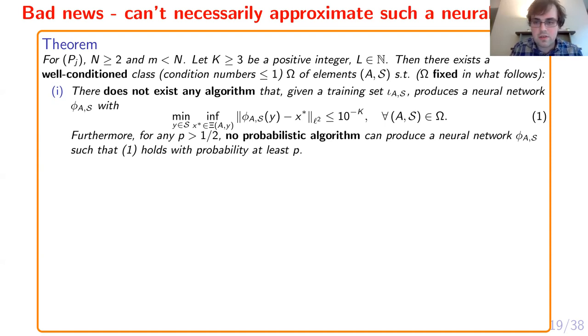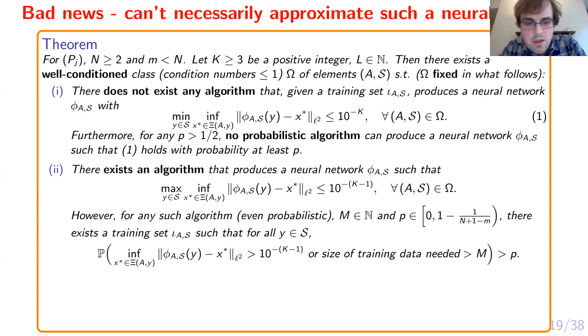There doesn't exist an algorithm that trains your neural network. However, if you're slightly less greedy and only require k minus one digits of accuracy, there does exist an algorithm. So the maximum error is bounded by 10^-(k-1). However, although such an algorithm can train your neural network, it's prohibitively expensive to do so. More precisely, if you pick any positive integer m, and any probability p within this interval here, there exists a training set, which you can think of as an adversarial training set, so that the probability of failing to get k minus one digits, or of needing a training data size larger than m, is at least p. So that's an example of a training procedure existing, but not being practical.